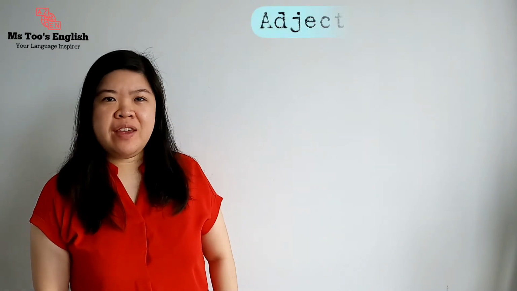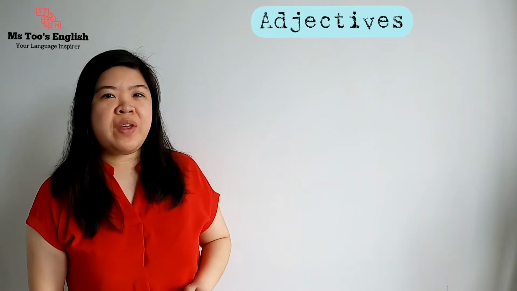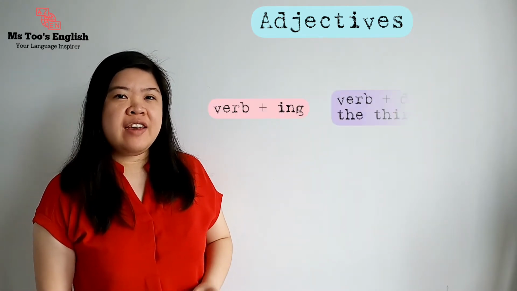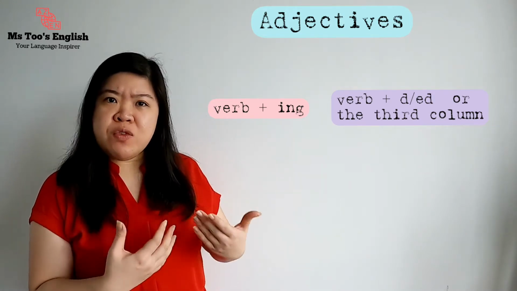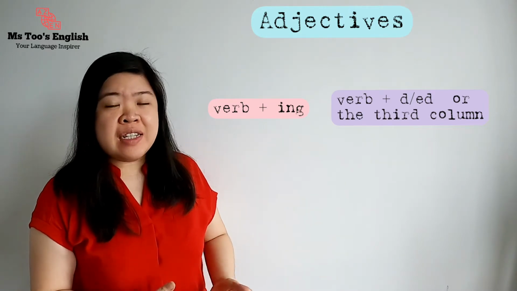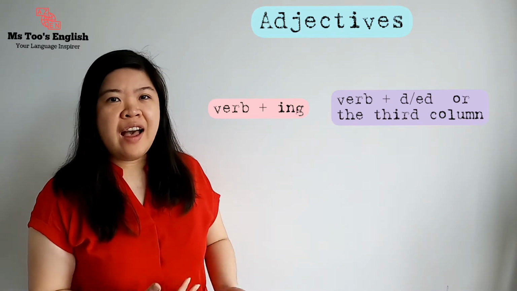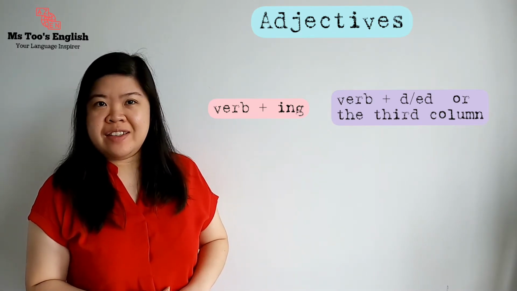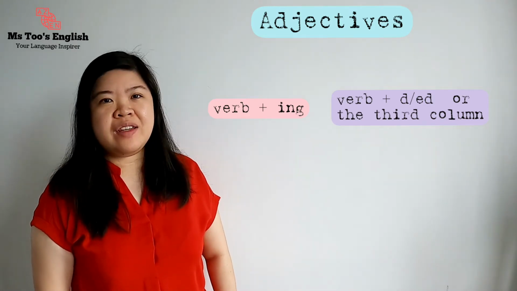Today in this video we will focus on talking about adjectives. Today's adjectives are very much related to -ing, -ed, and the third column. What does that mean? When we use verb plus -ing, or verb plus -ed, or what we call the third column, they are used as adjectives. There's nothing to do with tenses, and they are not nouns.